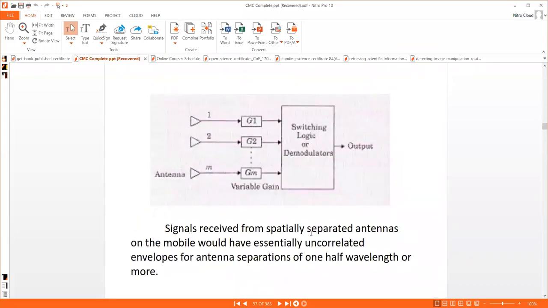Signals received from spatially separated antennas on the mobile would have essentially uncorrelated envelopes. Envelopes means it is just like the carriers, which are different for different paths. Once these antennas are separated, it creates uncorrelated envelopes at 1/2 wavelength or more.